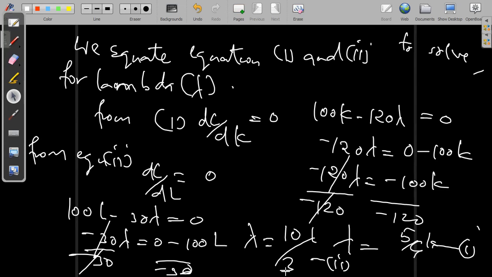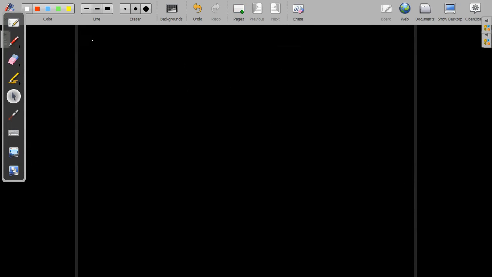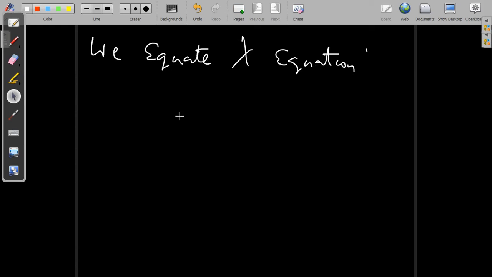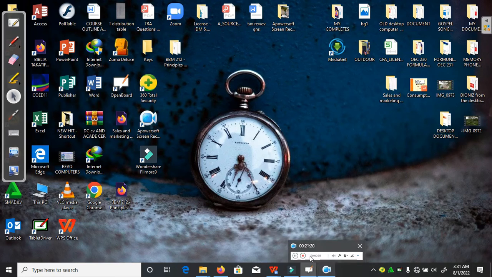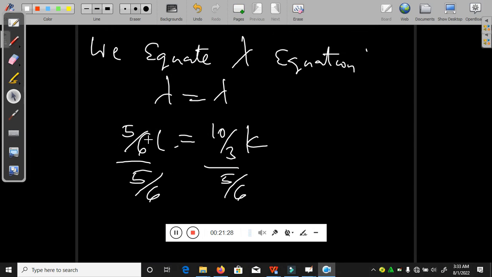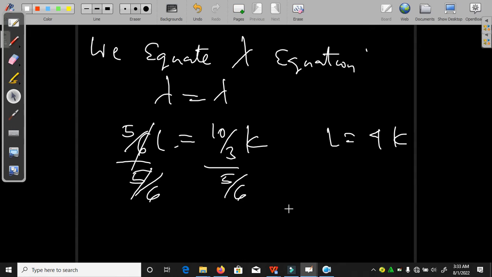So that will be the equation 2 for lambda. Now after solving that, we equate the two equations for lambda. This will give us lambda is equal to lambda, and then we take out 5/6 over L, that is equal to 10/3k. We divide by 5/6 both sides, and we obtain our L, which is equal to 4k.